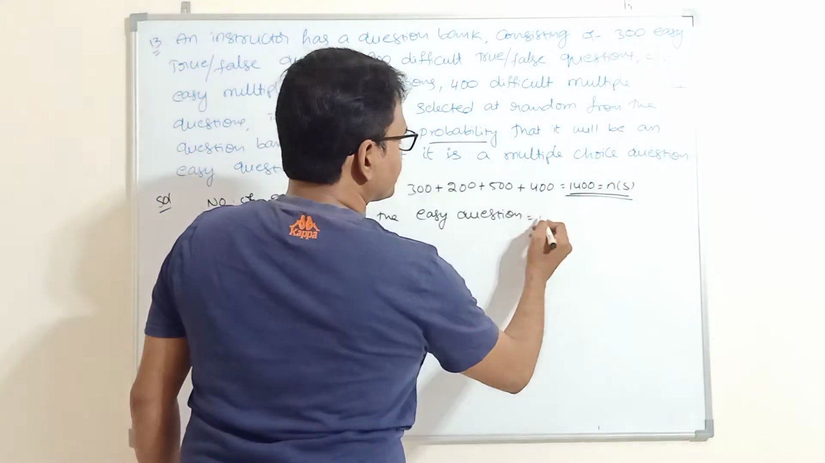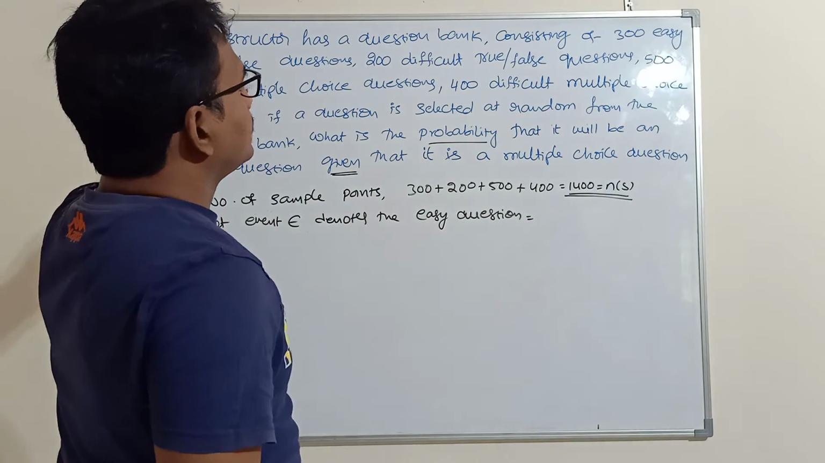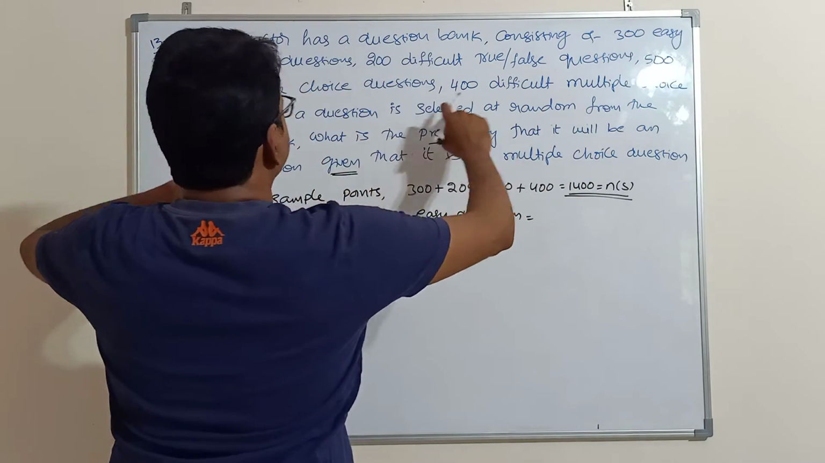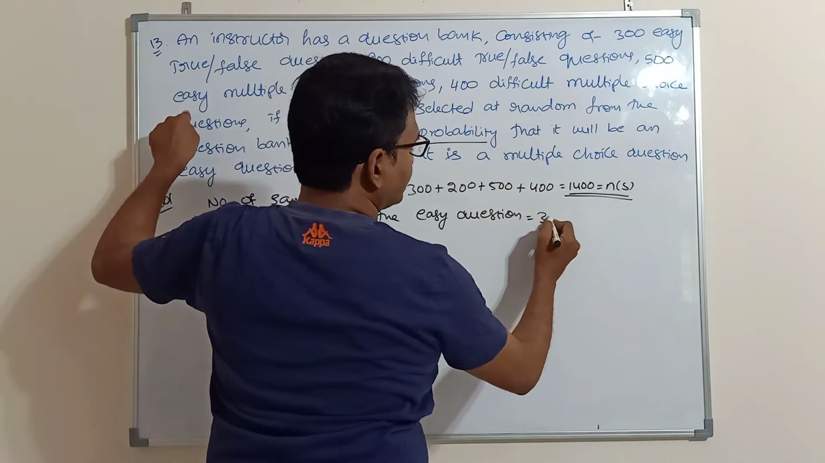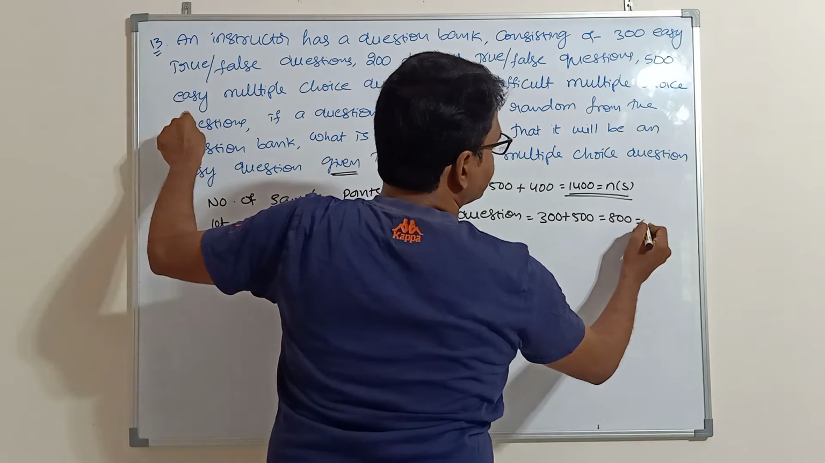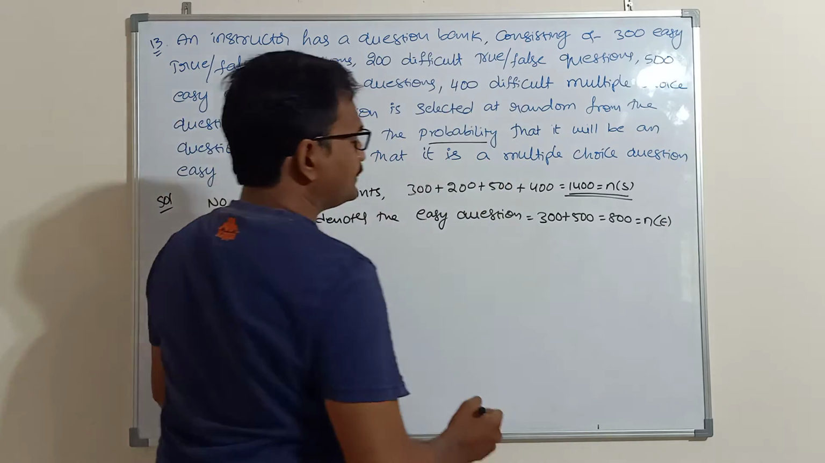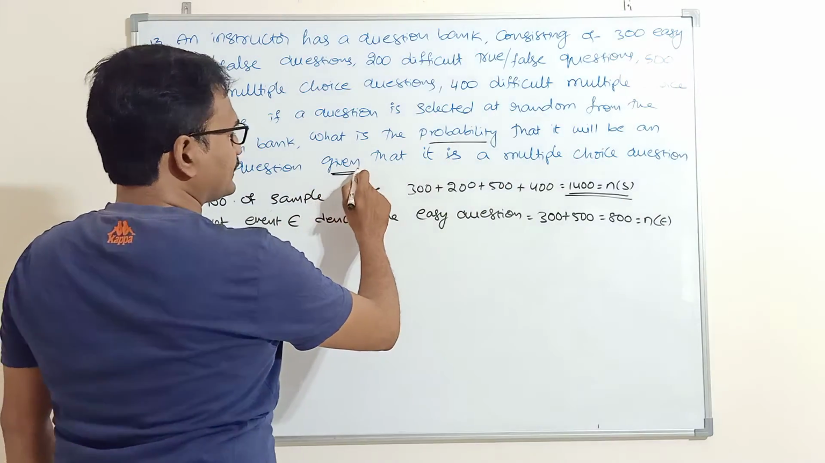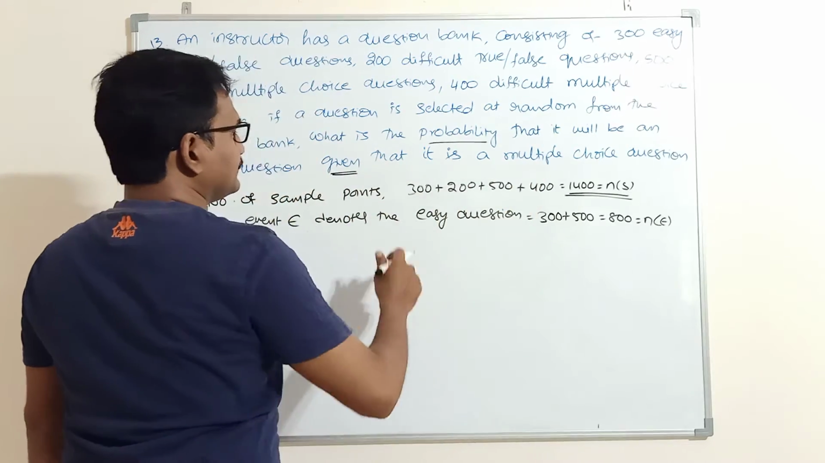So how many easy questions are there in total? Easy questions 300 are here. Next, 500 easy questions are there. So total 800, 300 plus 500. Total 800 easy questions are there. Number of easy questions is 800. Next, given that, after this keyword, which statement is there?